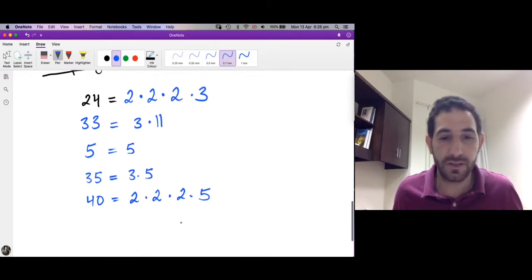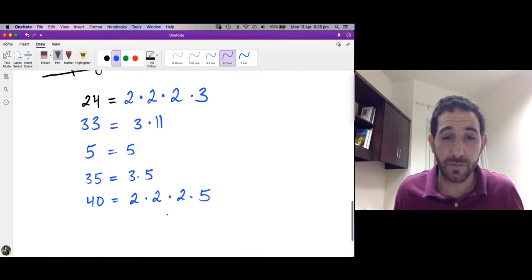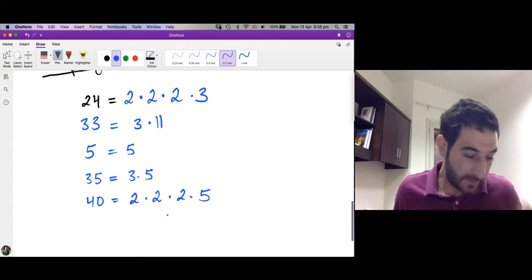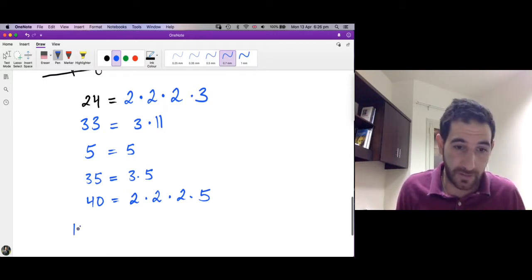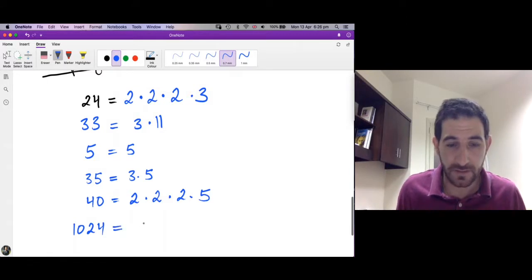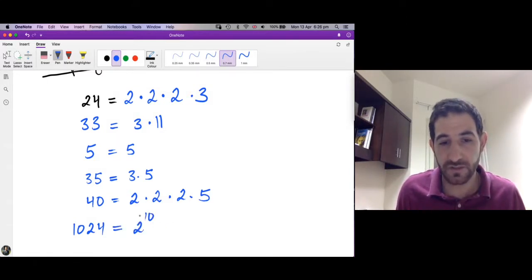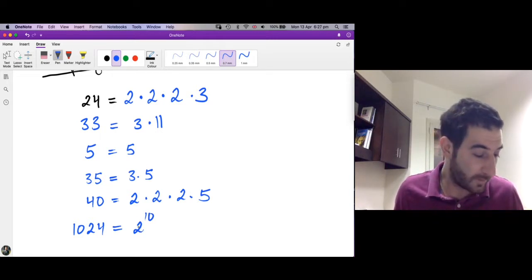So choose an integer and try to decompose it into prime numbers. Okay, for example, look at 1024. You can see that this is 2 to the power 10, which means it is composed of 10 2's. Okay, what else?